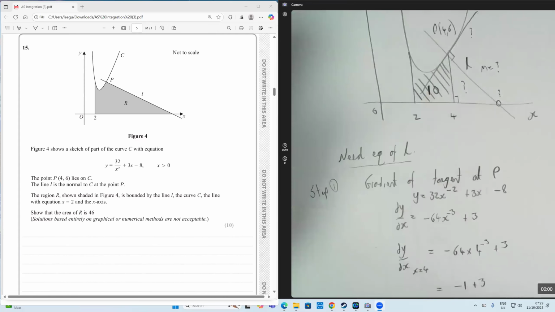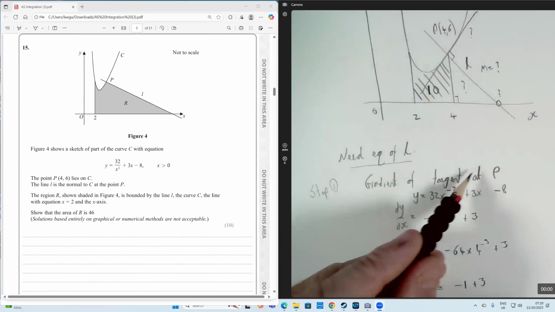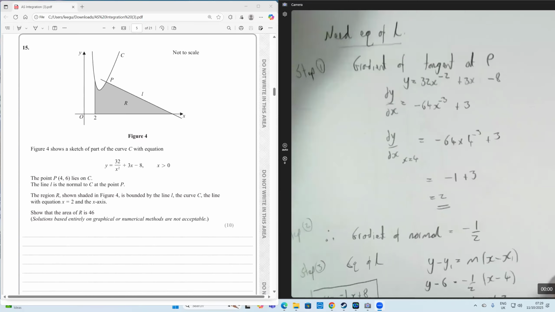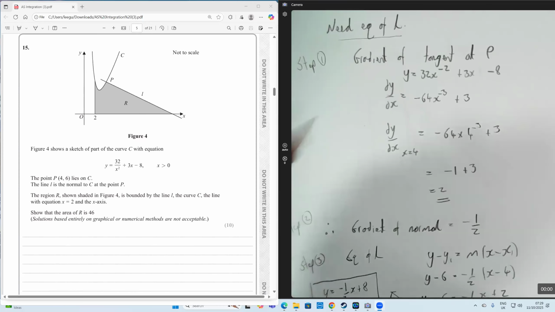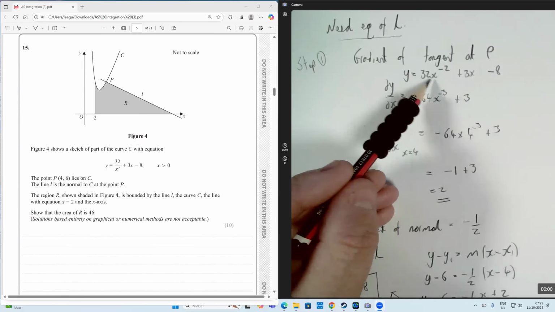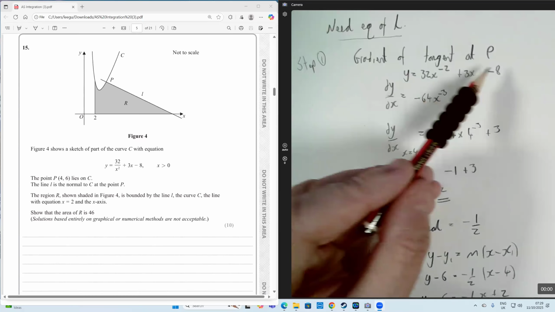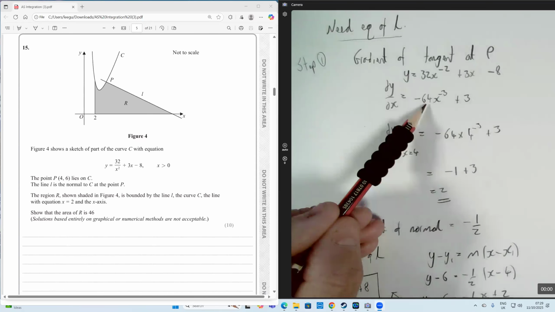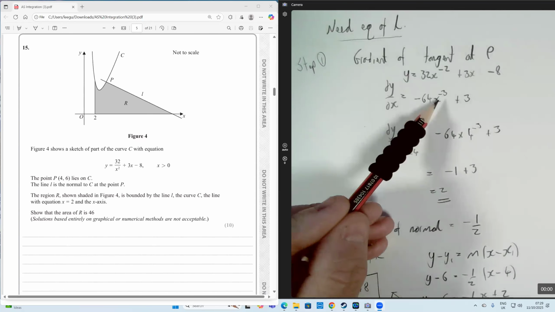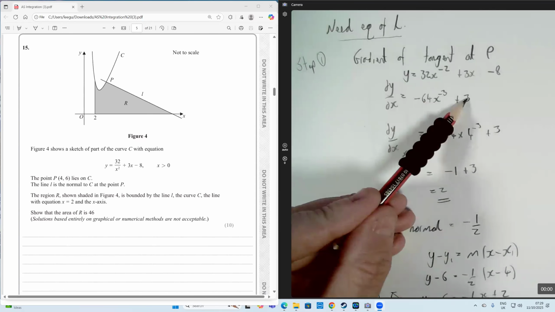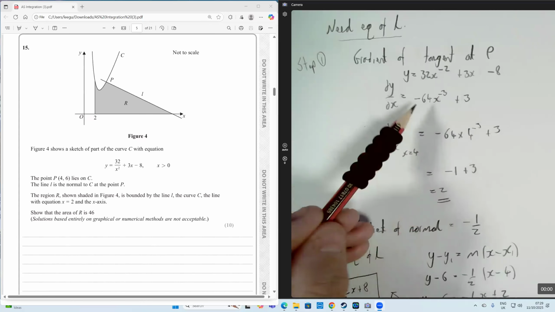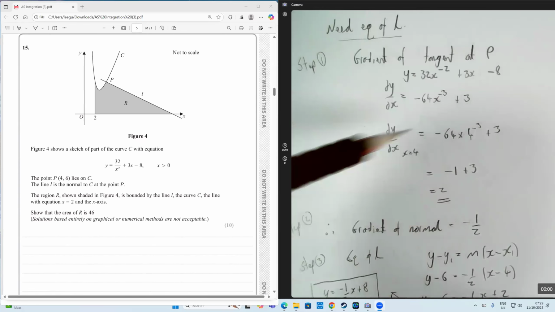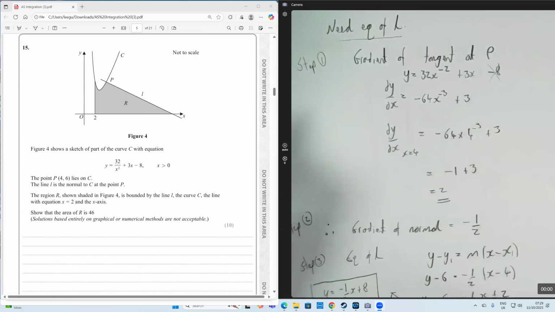So step 1, we're now going to find the gradient of the tangent to the curve at P. So we're going to take the equation of our curve. Okay, there it is. y is equal to 32x to the minus 2 plus 3x minus 8. We're going to differentiate it. That gives us dy/dx is equal to minus 64x cubed plus 3. Times by the power that's there and lower the power by 1, and that constant just disappears when you differentiate.